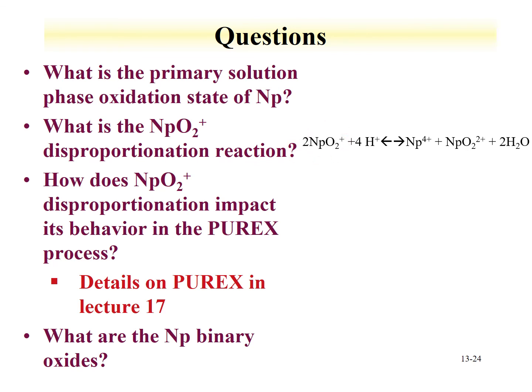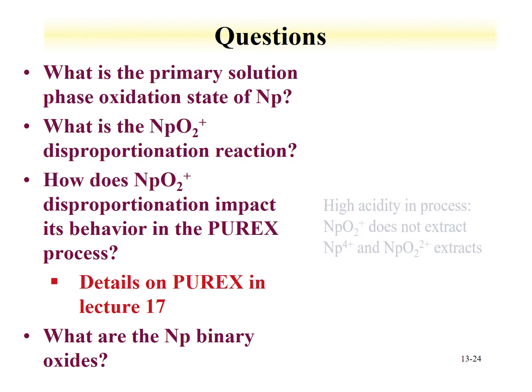How does this neptunium disproportionation reaction impact the PUREX process? We introduced the PUREX process in this lecture. We'll have some details on this process in lecture 17. But the process is used to remove uranium and plutonium from spent fuel. Neptunium-5 does not extract in the PUREX process. However, the process is acidic, so you can get disproportionation of neptunium to the 4 and to the 6 oxidation state, and both these extract.